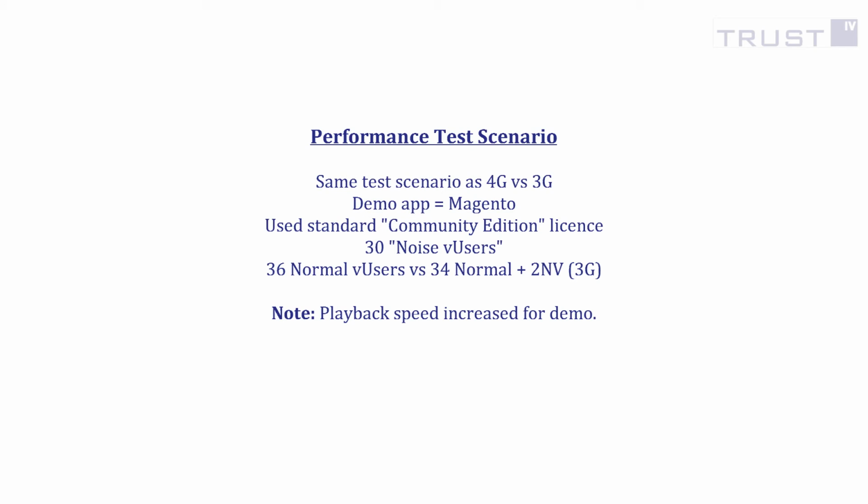We used the free LoadRunner Community Edition for execution. In this test, we were simulating 30 noise virtual users. Noise V users replicate those visitors to a website who aren't running through a formal business process. I like to call these users tire kickers. As well as this, we had 36 normal V users running through our business process of purchasing from a shopping cart. As we did earlier, the playback speed has been increased.